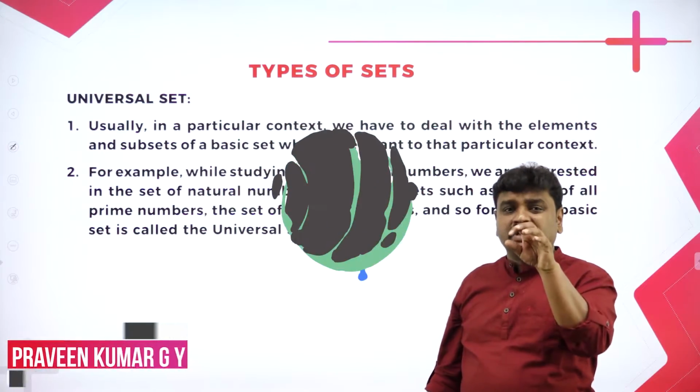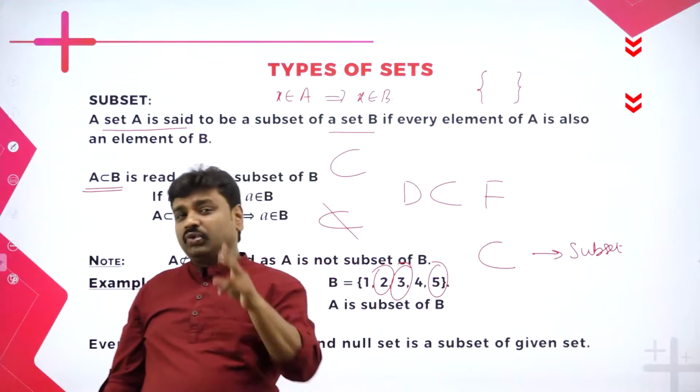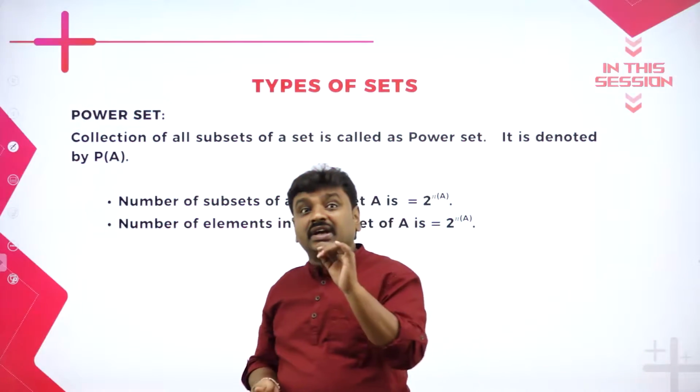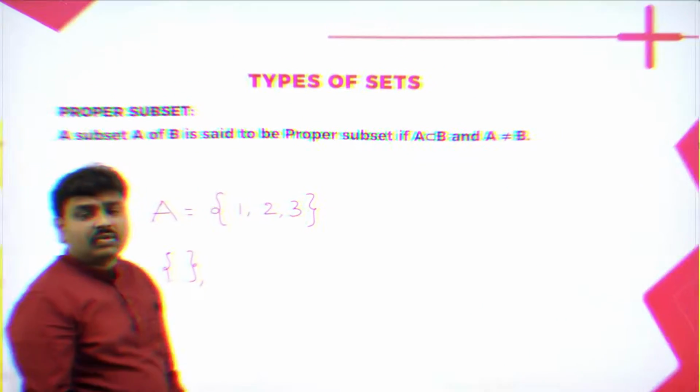The big set which acts as the basic set is the universal set. For any given set, we'll have two minimum subsets. What are they? Itself and the null set, containing all the subsets as elements. Set of all subsets.